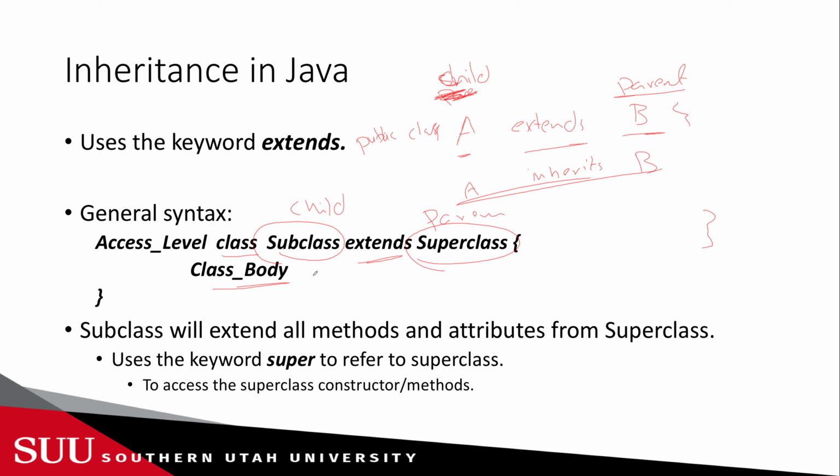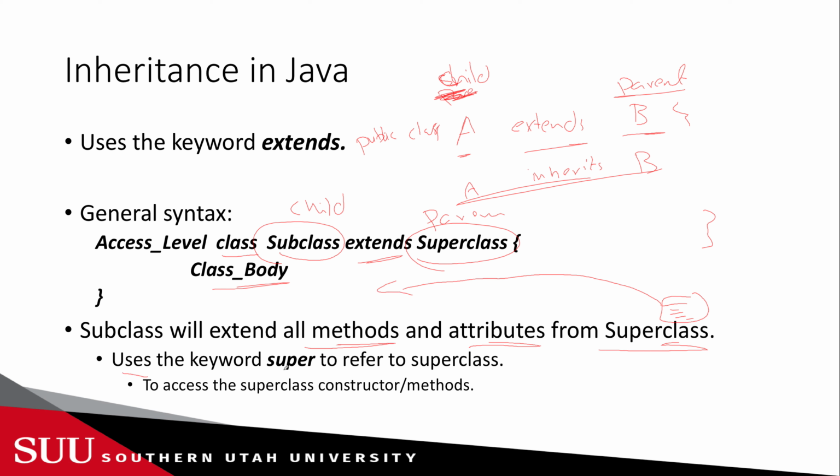We will have some other things to put in here, like the constructor that is going to call the superclass constructor. We'll see this in the examples following this. Now a subclass will extend all methods and all attributes, which are instance variables, from the superclass. And if the superclass is extending yet another superclass, that superclass is going to have this set of methods and variables, and this is going to also be accessible to the subclass.